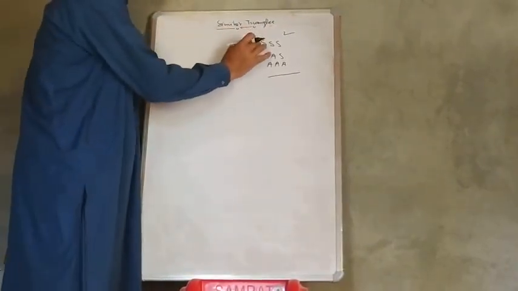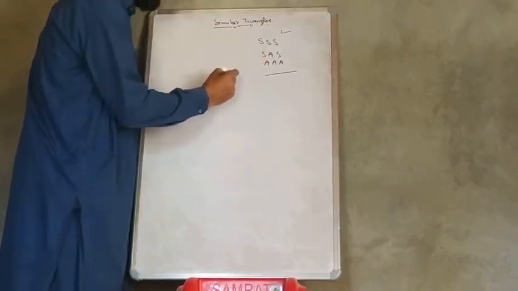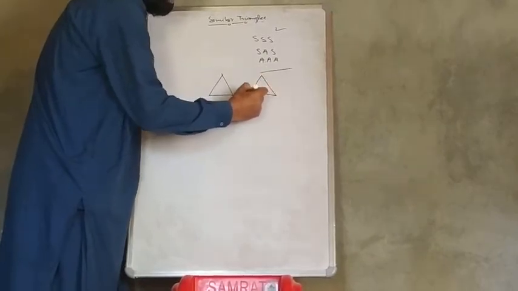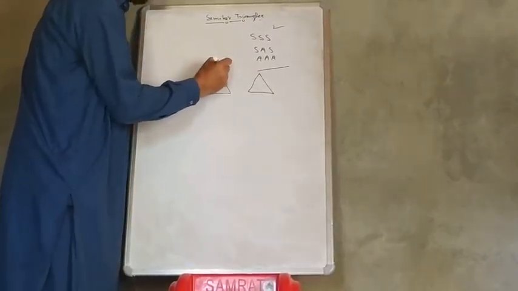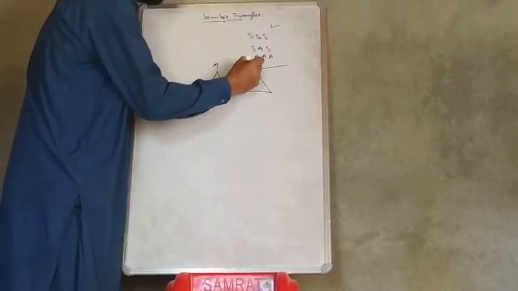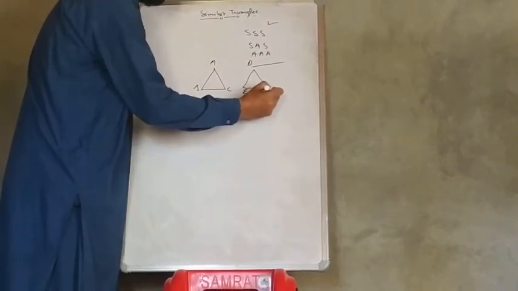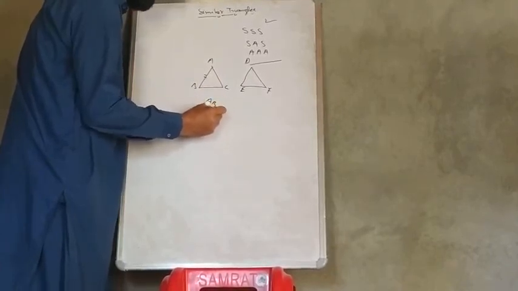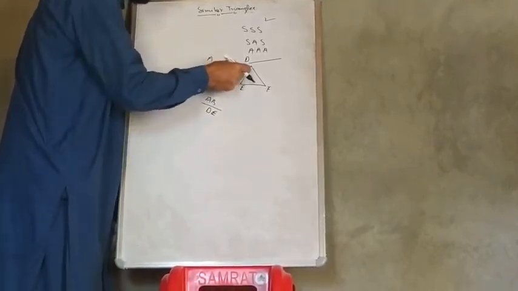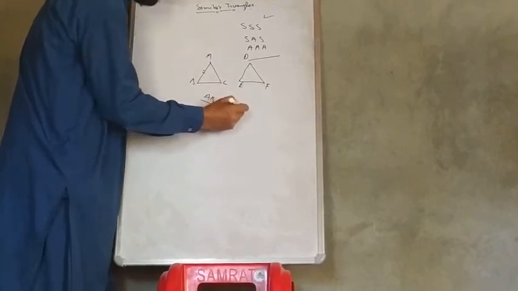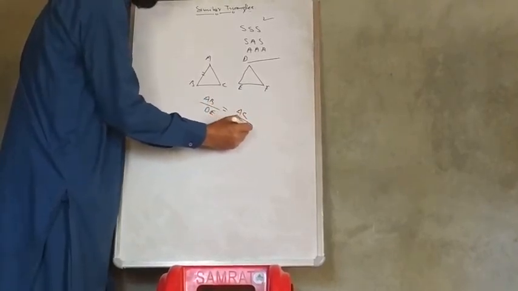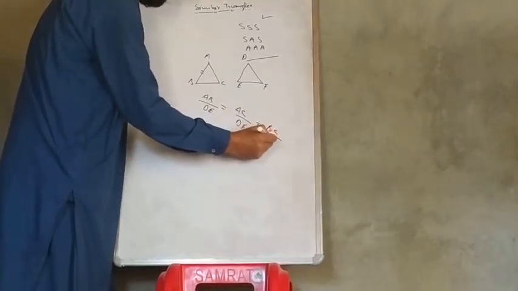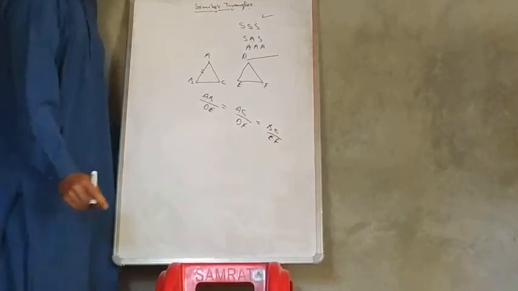First is when all the three sides of one triangle are in the same ratio to the three sides of another triangle. Suppose this is ABC, this is DEF, this AB divided by DE, the ratio of these first two sides, if this is equivalent to AC divided by DF, if this is equivalent to BC divided by EF, then two triangles are said to be similar.